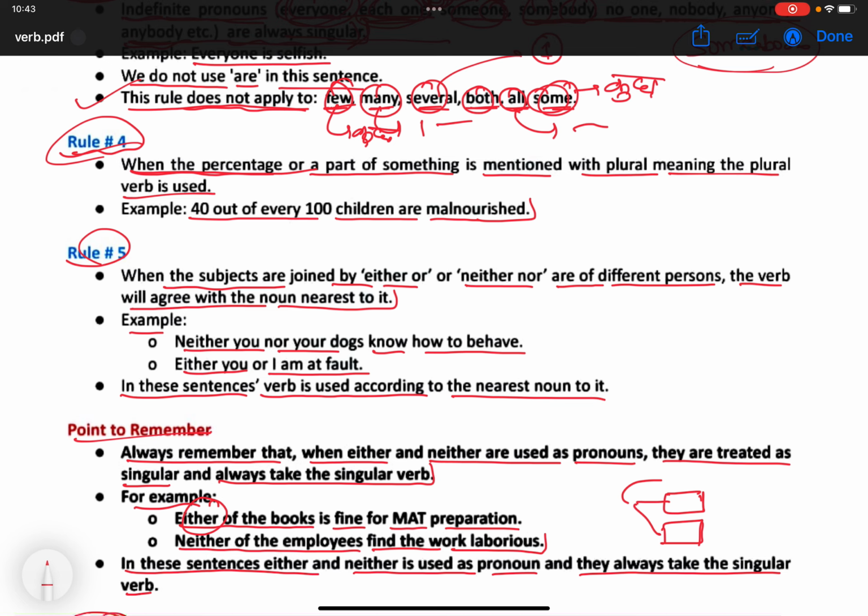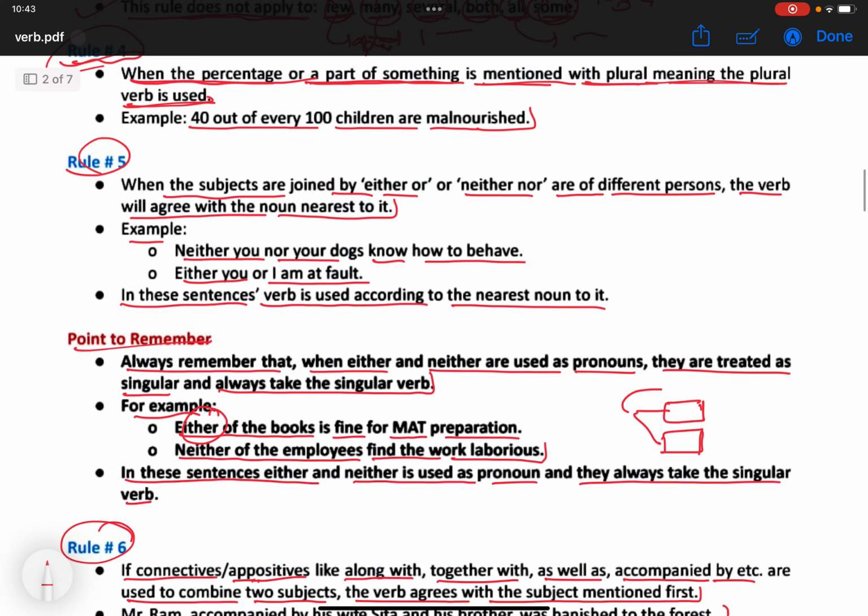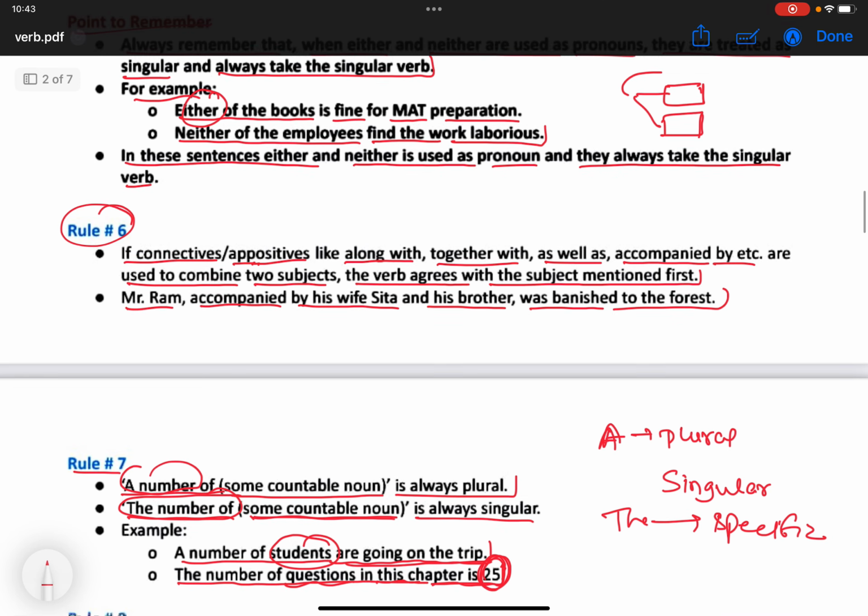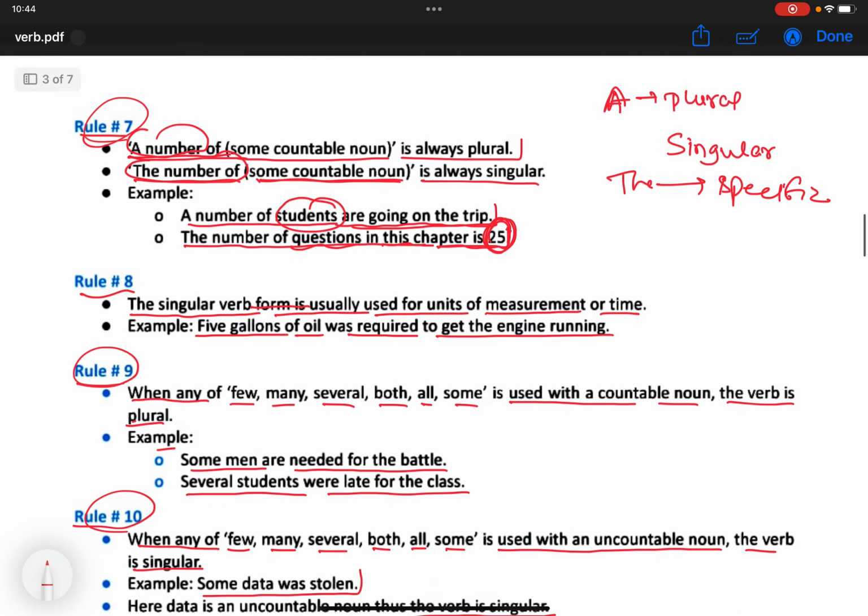Rule number 4, when the percentage and a part of something is mentioned with plural meaning, the plural verb is used. Rule number 5, when the subjects are joined by either or, neither nor, or are different persons, the verb will agree with the noun nearest to it. Rule number 6, if connectives, apostrophes, likes, along with, together with, as well as, accompanied by, etc. are used to combine two subjects, the verb agrees with the subject mentioned first.